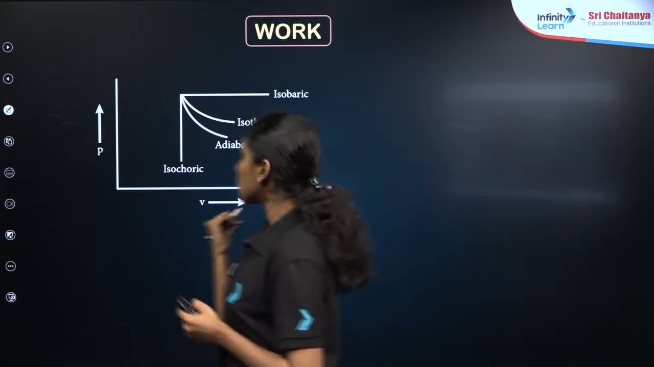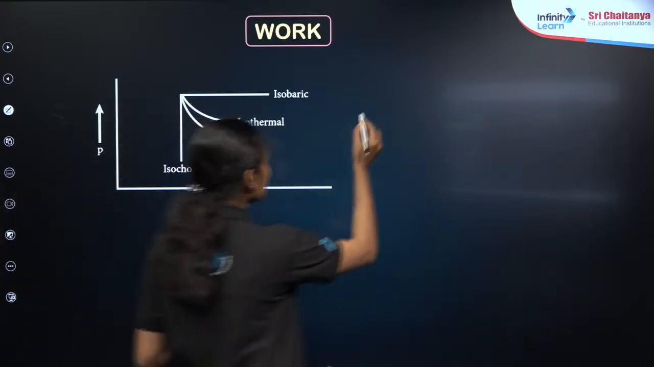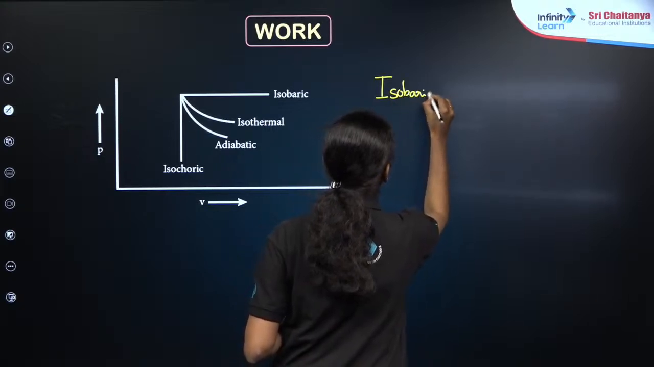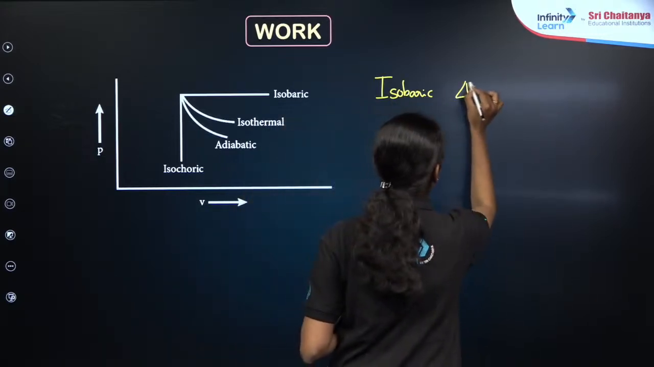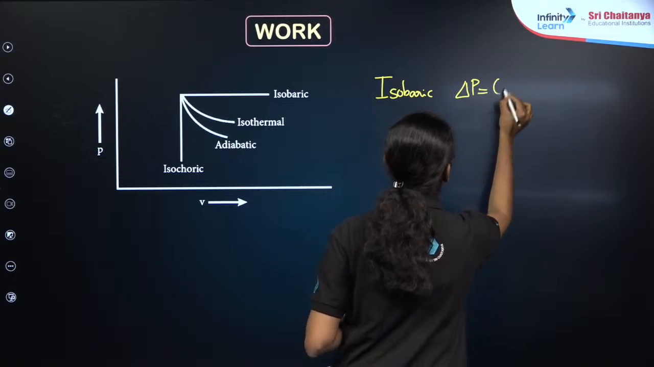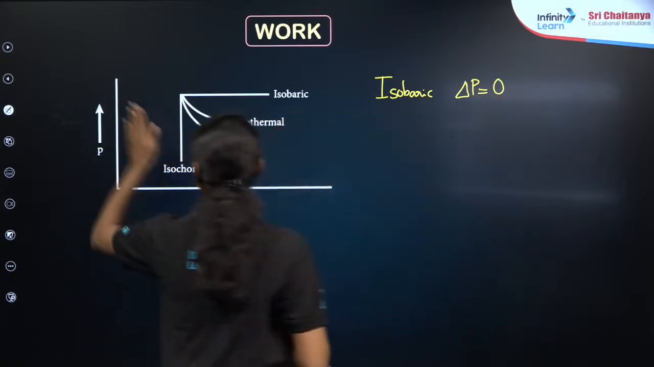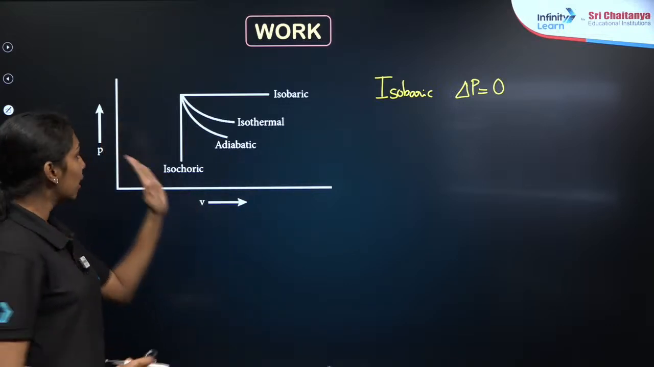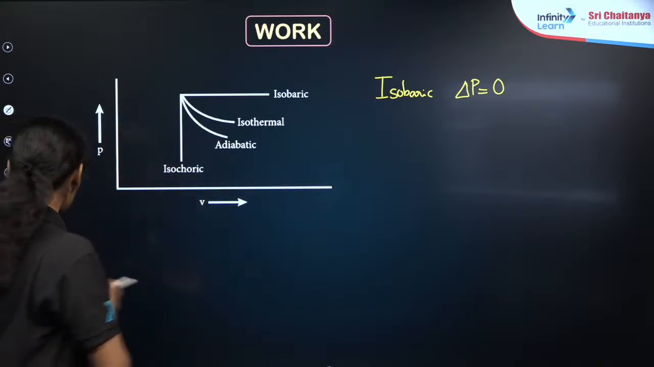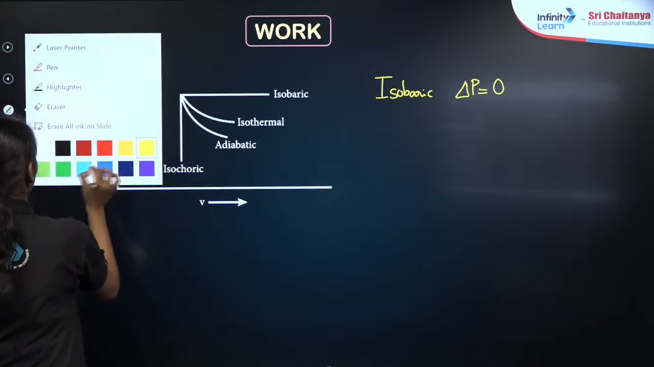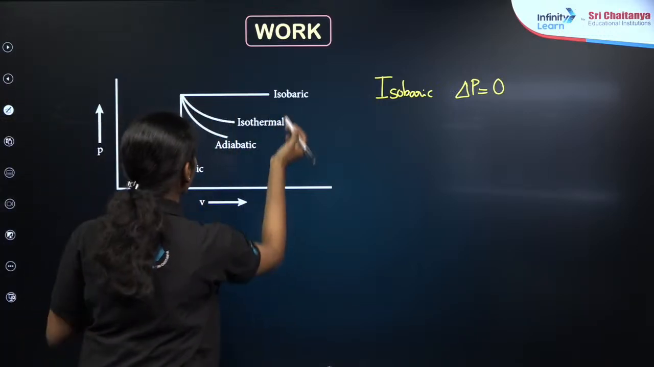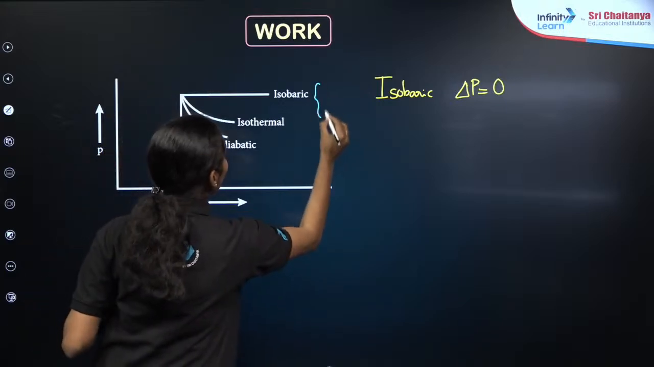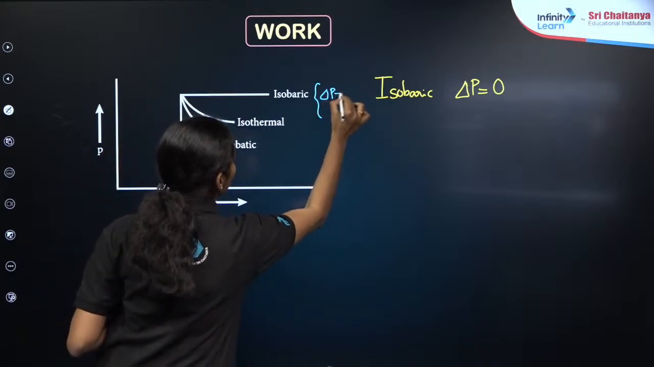So in the case of an isobaric process, isobaric means at constant pressure, which means delta P is equal to 0, right? Whenever we are drawing the PV diagram, with P along the y-axis and V along the x-axis, the pressure will be the same. This will be a line parallel to the x-axis. That will be the graph for an isobaric process, delta P is equal to 0.